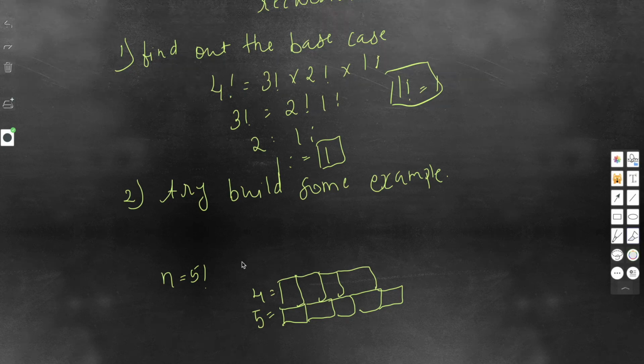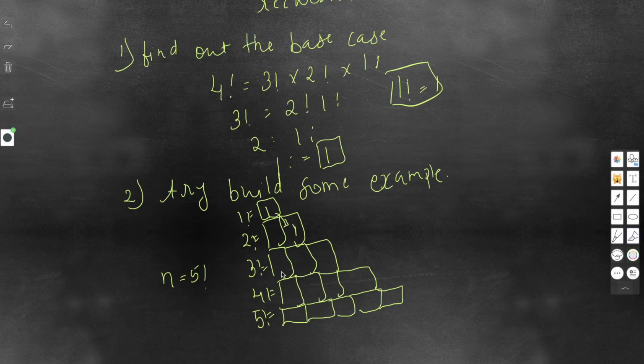Third, I will draw 3 boxes here, 2 and 1. We know the base case, that is 1. And we know the answer for 1 factorial is always going to be 1, so I write the answer as 1.